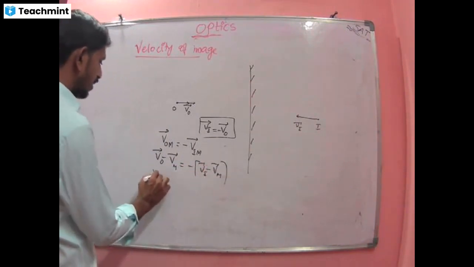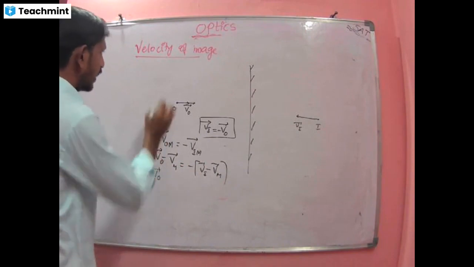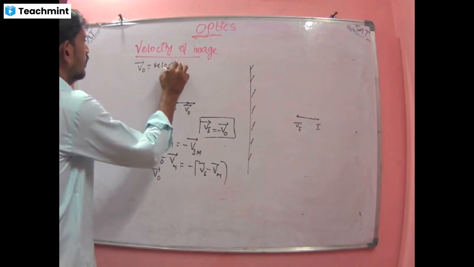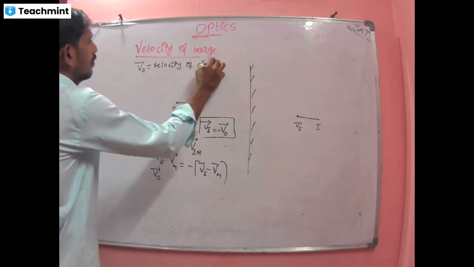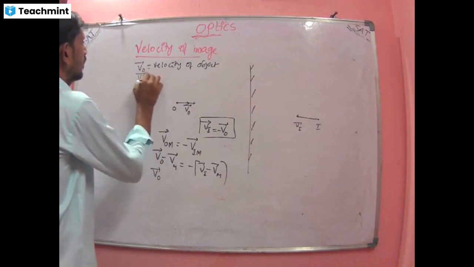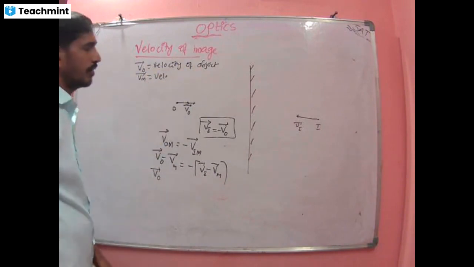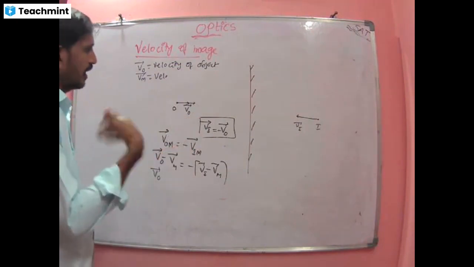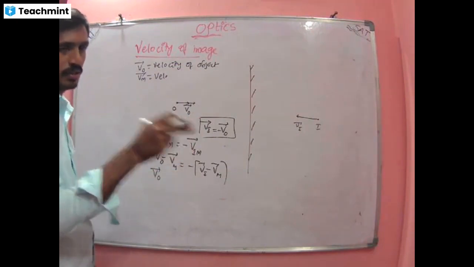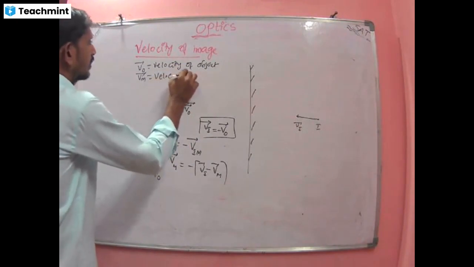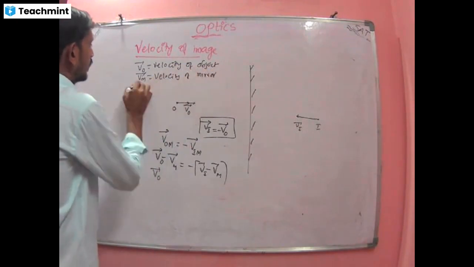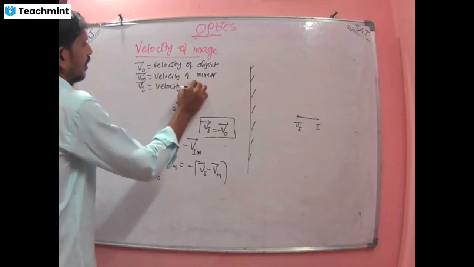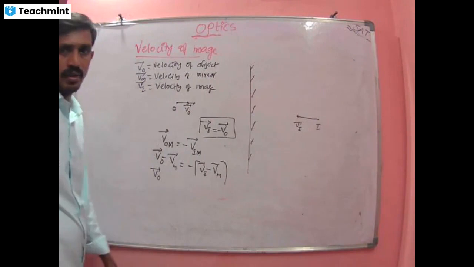Simplify. VO means velocity of the object. VM means velocity of the mirror. Sometimes the mirror is also moving; some problems give the data that the mirror is moving. VI means velocity of the image.